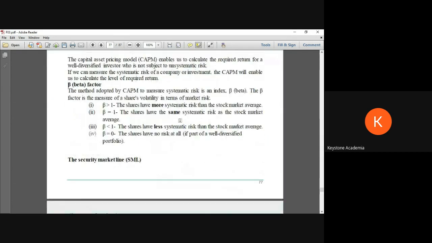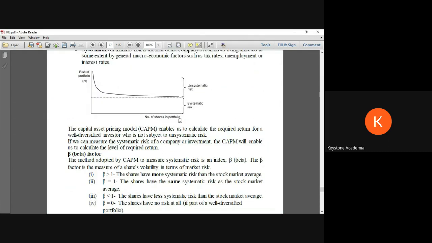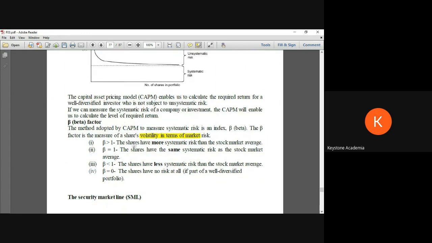If you remember in the pre-session, we have talked about beta. What is beta? The method adopted by CAPM to measure the systematic risk in an index is beta. The beta factor is the measure of the share's volatility in terms of market share, how risky it is. What is our beta factor? 1.27, yes. So here the share has more systematic risk than the stock market. So we are 0.27, 27% more risk here. If it was 1, we'd say the same.